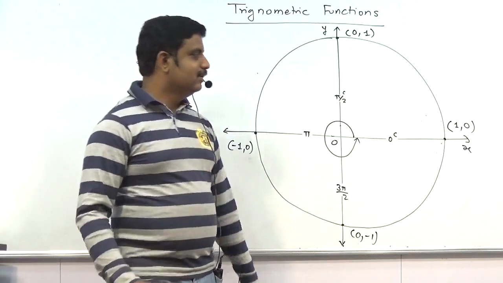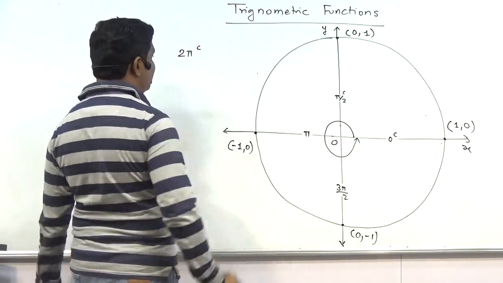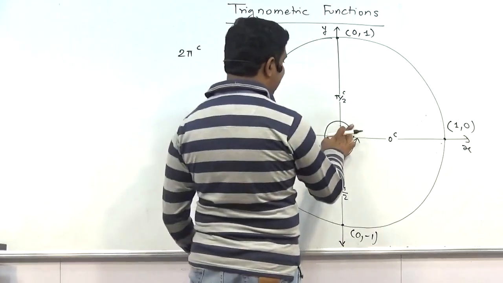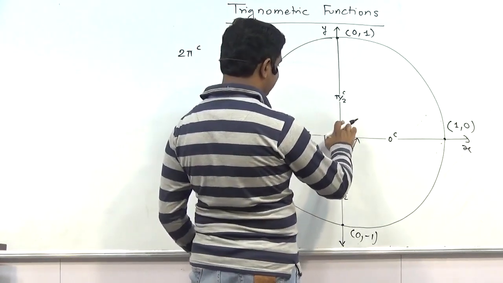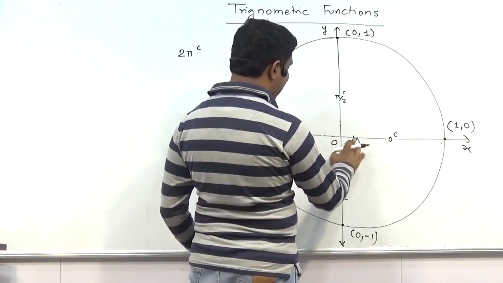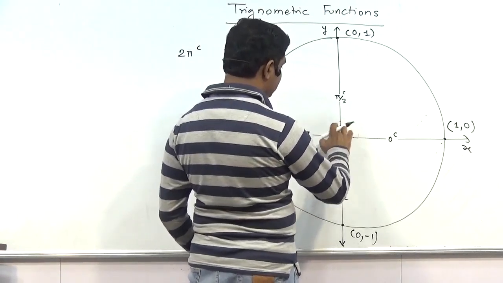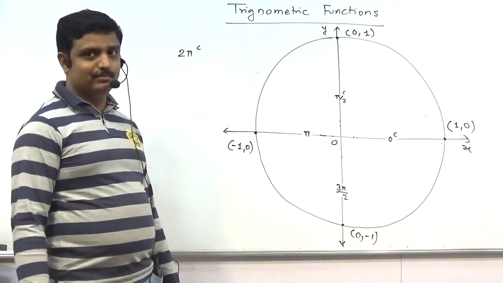Means the difference in their measurement should be 2 pi or a multiple of 2 pi. So 0 radian and 2 pi radian are coterminal. What is so special about coterminal angles? Very simple. If the angles are coterminal, obviously the values of trigonometric ratios for them will be the same.